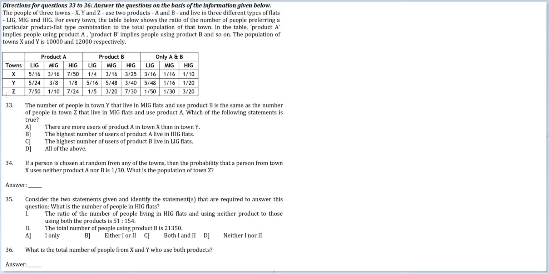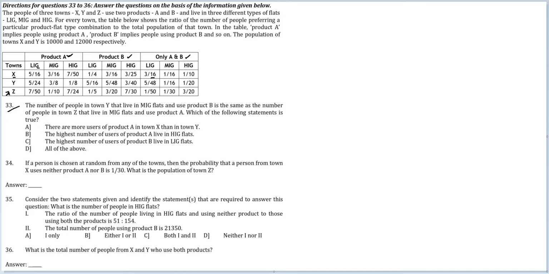So the first thing I notice is they haven't given me Z's population. Fine. The other thing I notice is in the table, they've given me product A, they've given me product B, and they've given me a combination of both the products as well, which effectively means product A contains both A and B. So if I wanted to calculate only A, or only B, I would have to deduct. Say in town X, people living in LIG using only product A would be 5 by 16 minus 3 by 16. If the question demands that, I can do that.